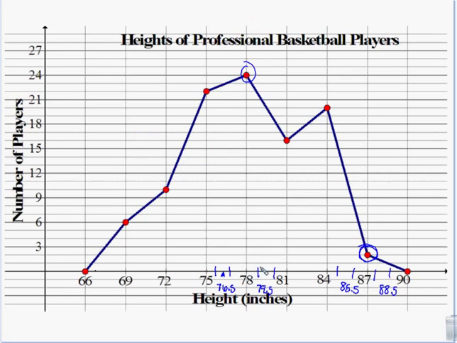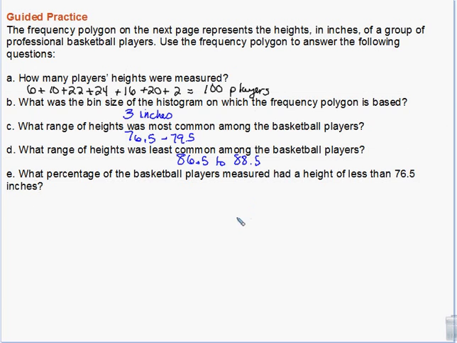And then if you look at this, the most common height is 78 inches. That's 6.5 feet. That's pretty common for a professional basketball player. Like, there are very few short ones.